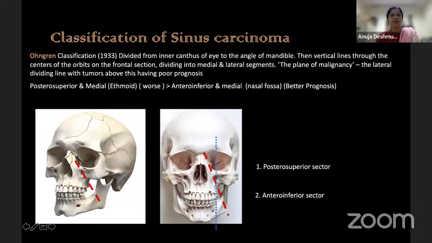If you have learned the maxilla with Ohngren's line, just to revisit, that line comes from the medial canthus of the eye to the angle of the mandible, and a further vertical line passes through the center of the orbit on the frontal section and divides it into medial and lateral segments. This is the plane of malignancy. So anything in the posterior superior sector is considered the worst prognosis, and whatever is medial and in the anteroinferior sector, the nasal fossa, is considered a better prognosis. So we all know this classification and the different lines about sinus carcinoma and its extensions.